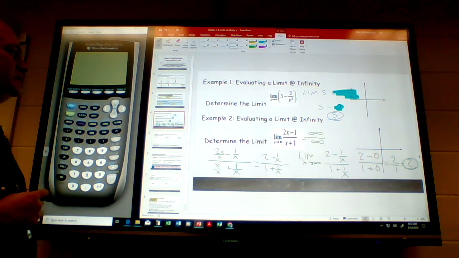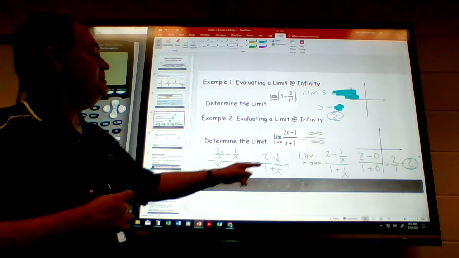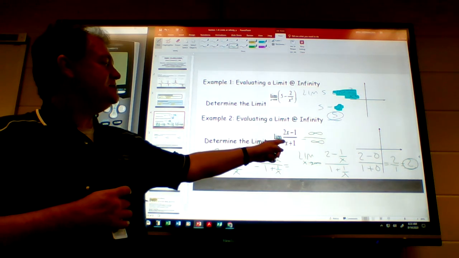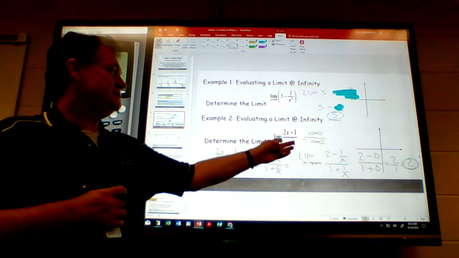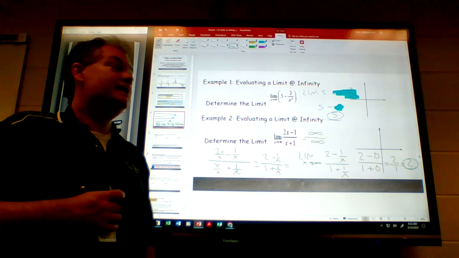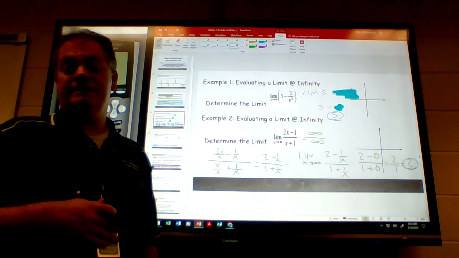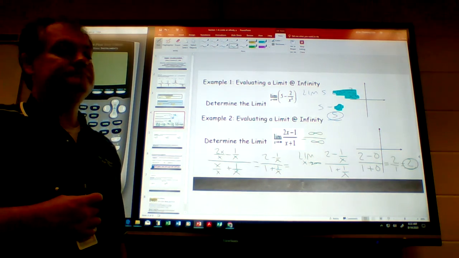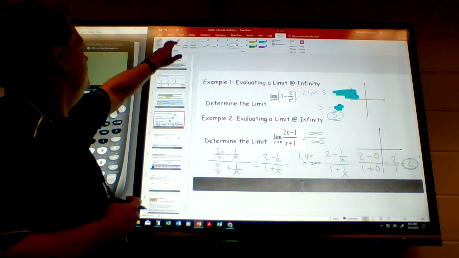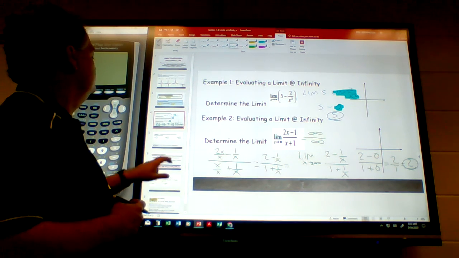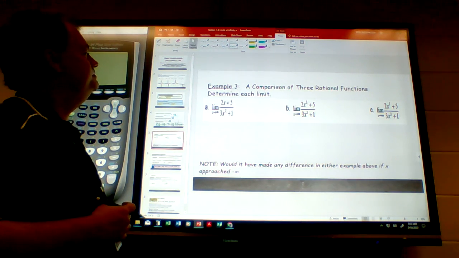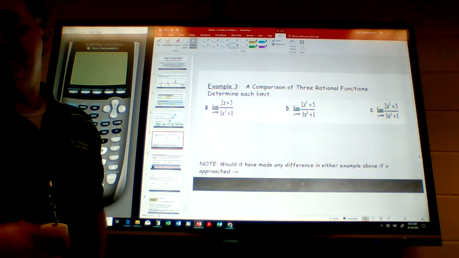All right. So the thing you got to remember is you want to divide by the highest exponent in the denominator, which in this case is x to the first. And since they have to both be the same, it works out good. All right. Let's try a few more examples.